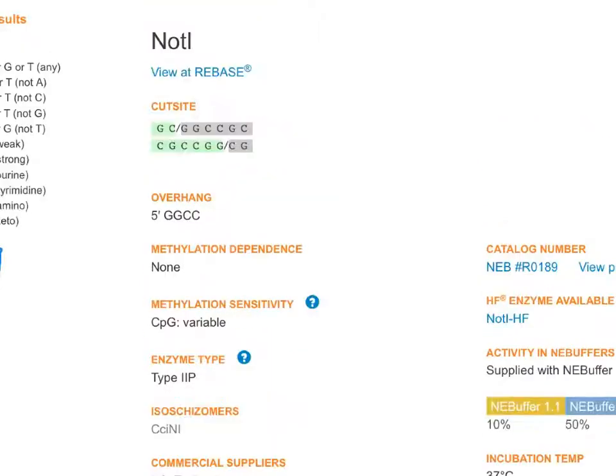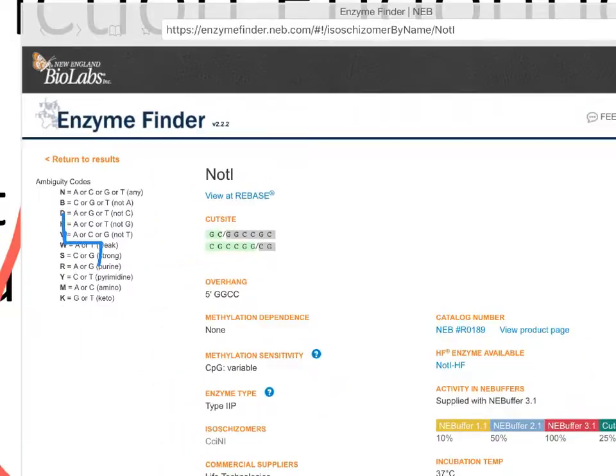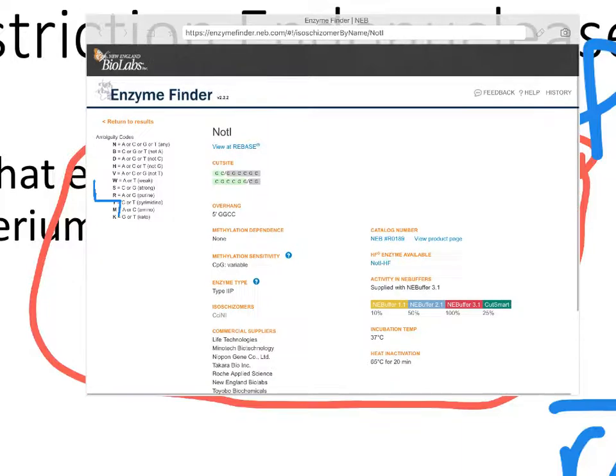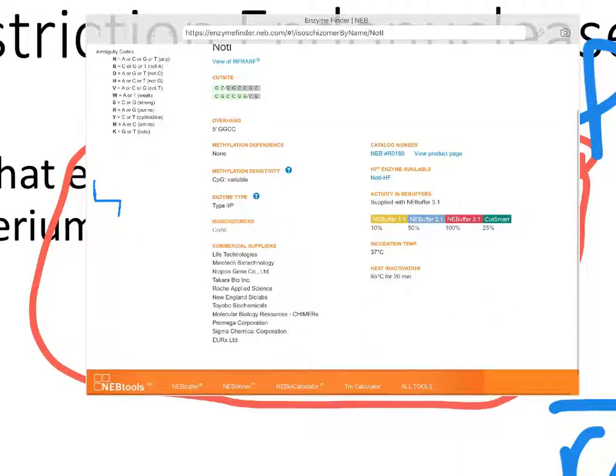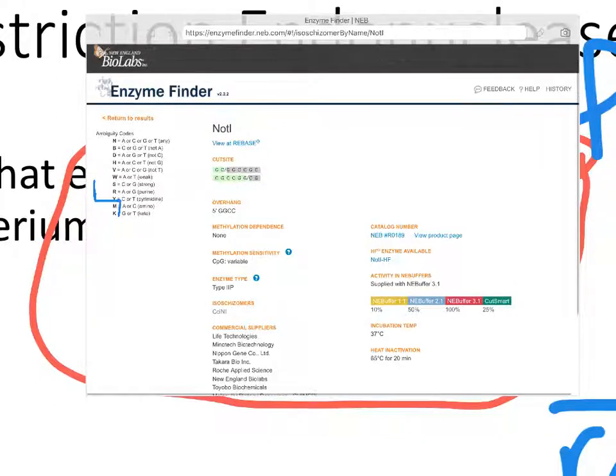And I'm not sure that this webpage is going to tell us, but if you Google NOT1, you can find out what enzyme, which bacterium it's from. But apparently not this webpage. It's not really important which bacterium this came from.